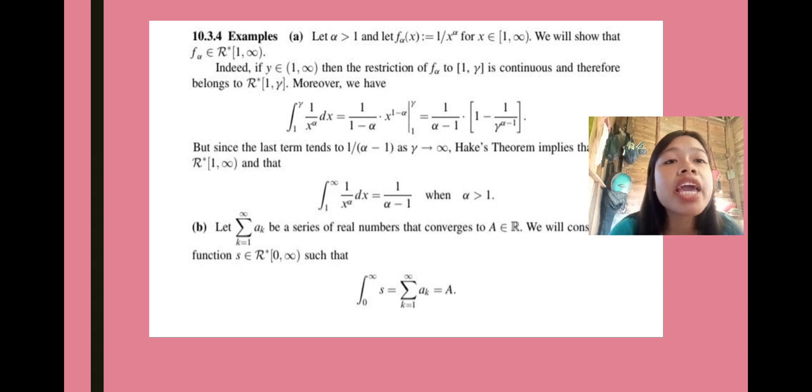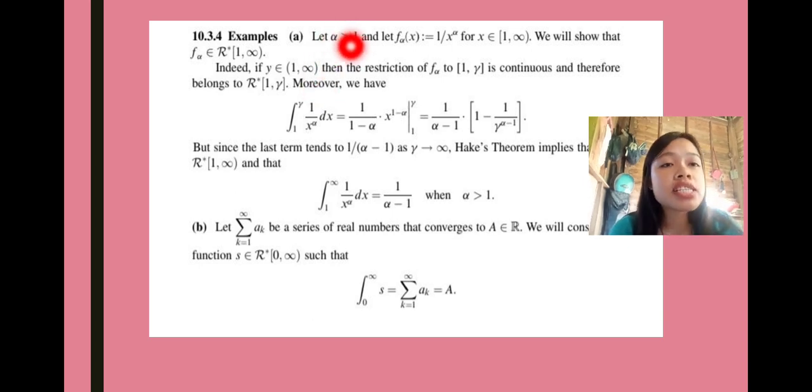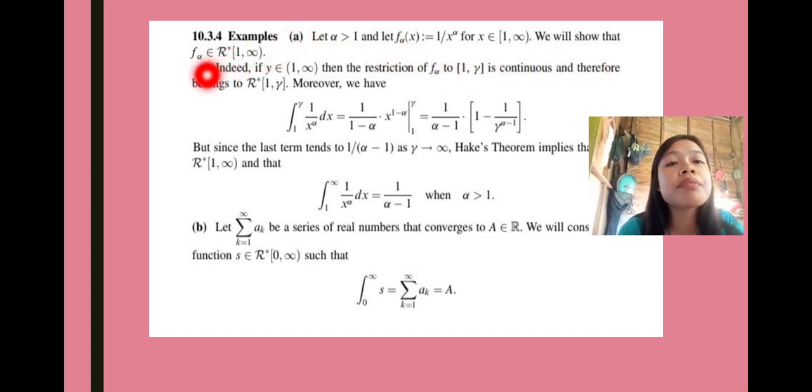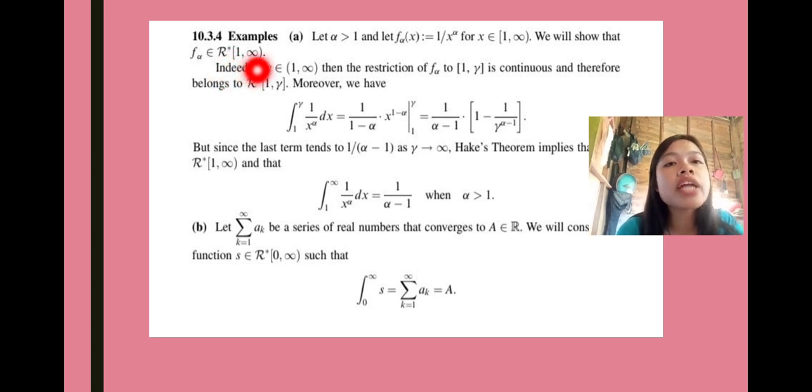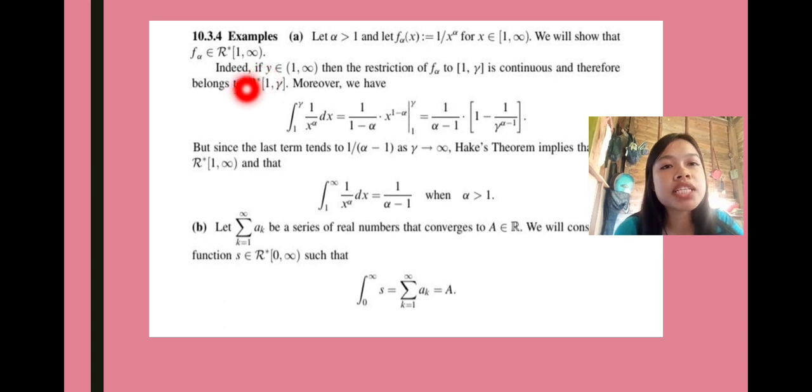10.3.4 Example A. Let a be greater than 1 and let f_a(x) equal 1 over x to the power of a for x in [1, ∞). We will show that f_a is an element of R[1, ∞).